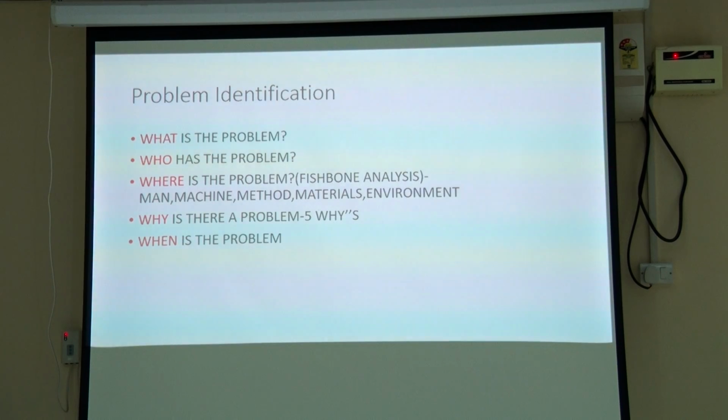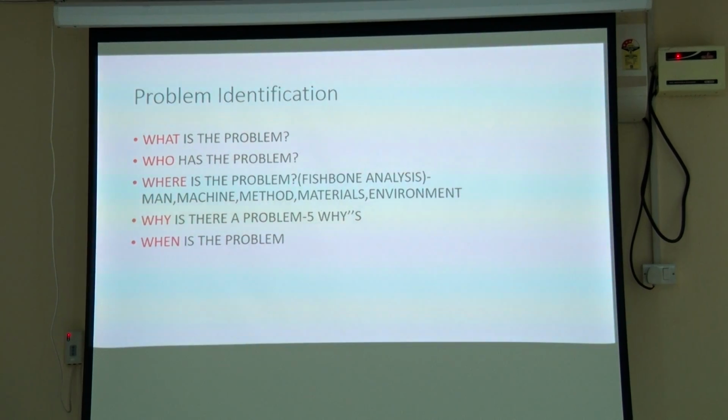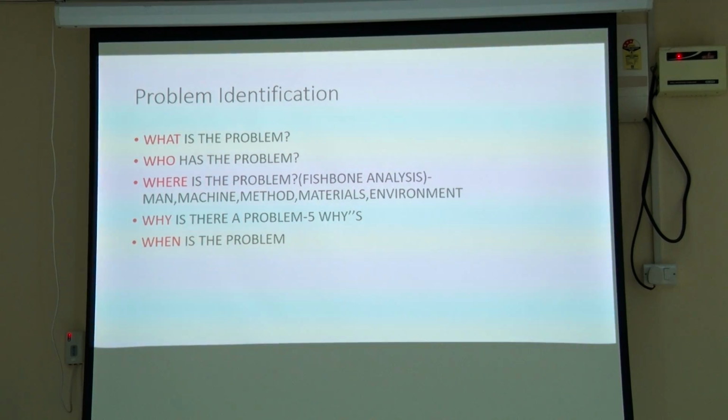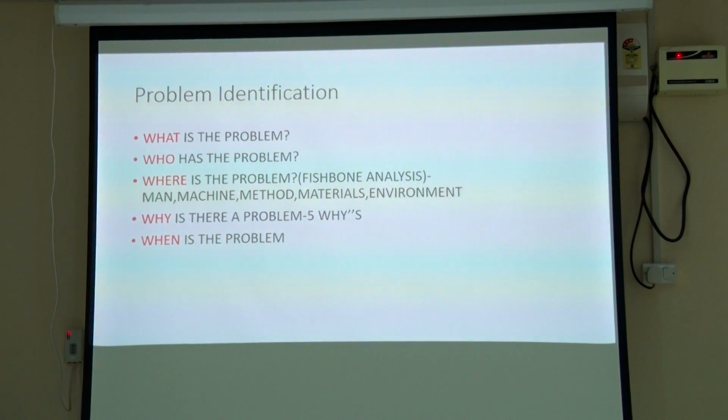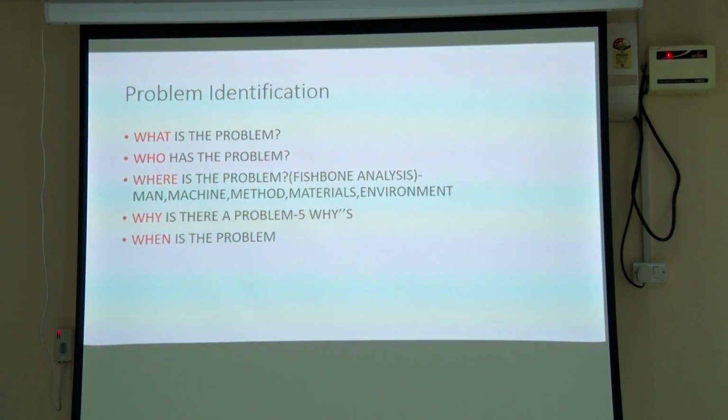So for example, if you have identified planes taking off late as a problem, who has the problem? The passengers have a problem, the airlines have a problem, the airport authorities have a problem. So, who has the problem? Who are the various stakeholders? And then you ask, where is the problem?